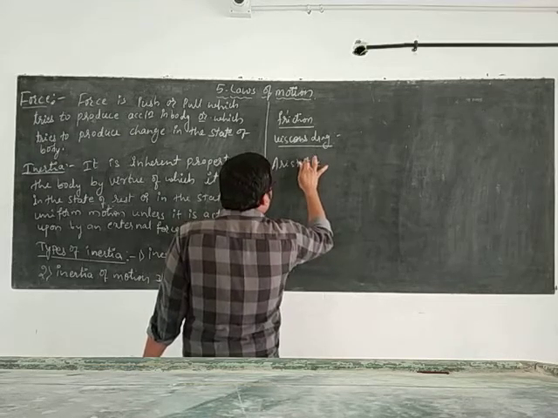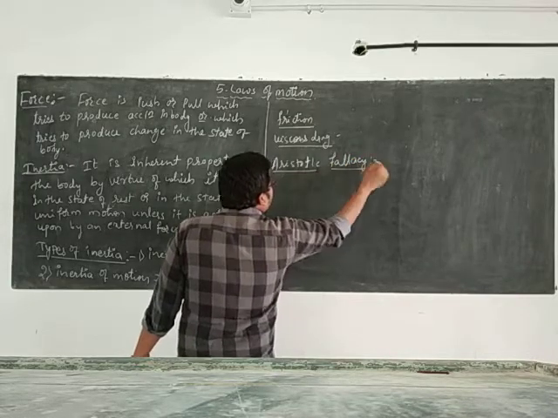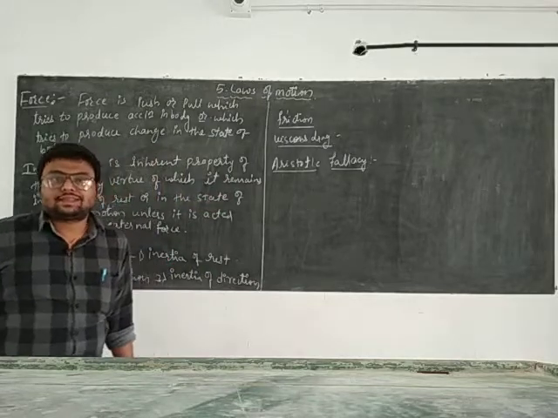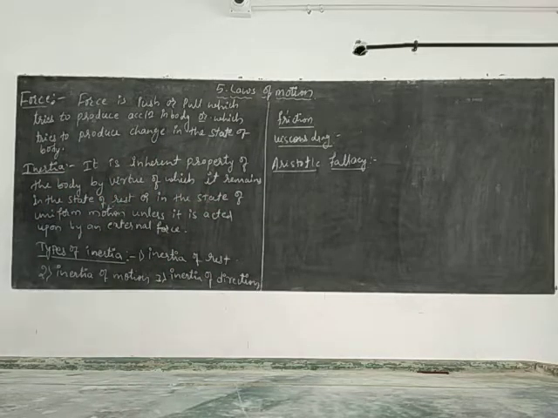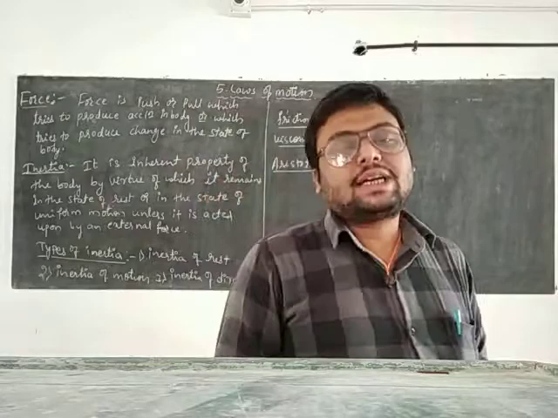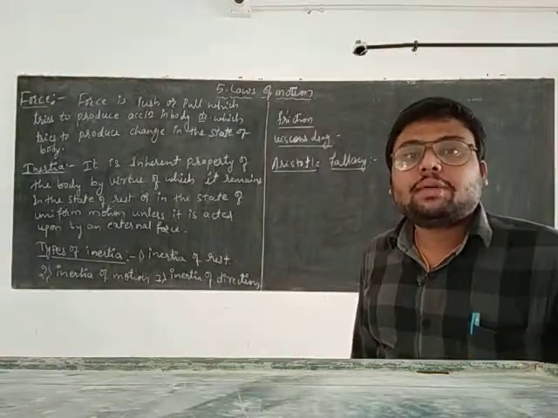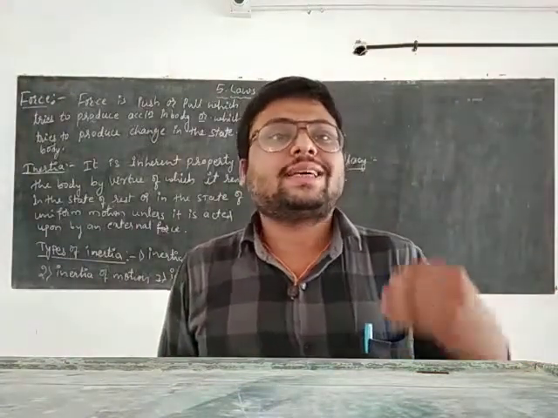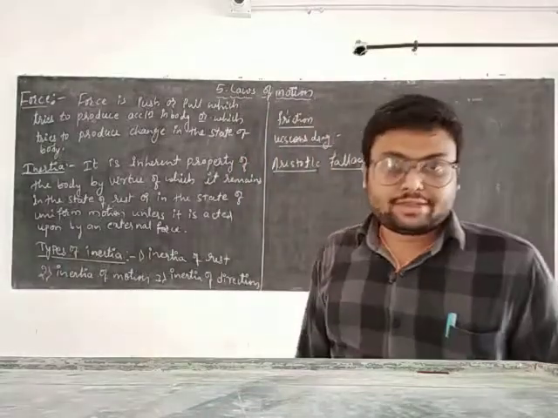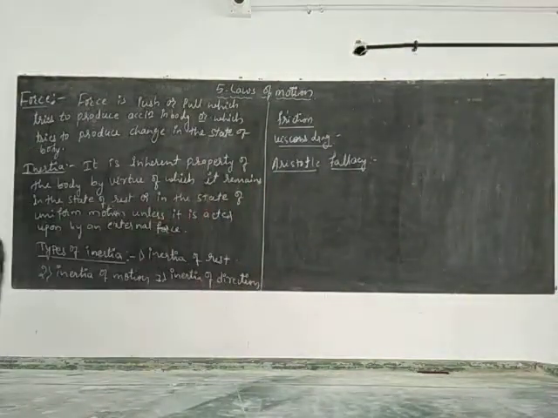Okay. So next comes Aristotle's fallacy. So what does Aristotle's fallacy say? To keep a body in continuous motion, Aristotle says that a continuous external force is required. According to Aristotle's fallacy, to keep a body in continuous motion, a continuous external force is required.